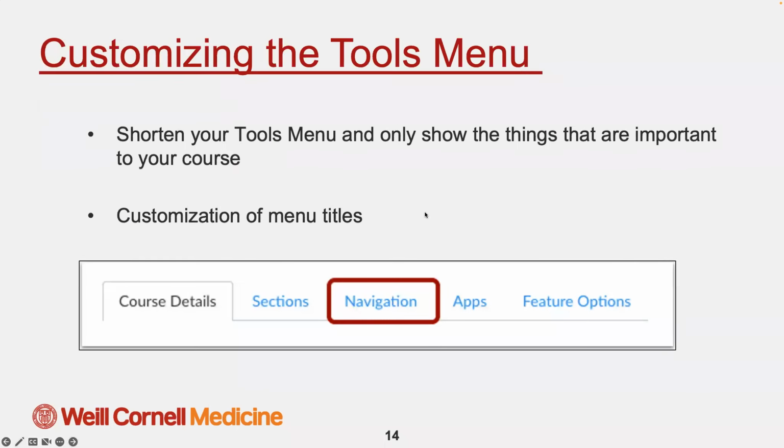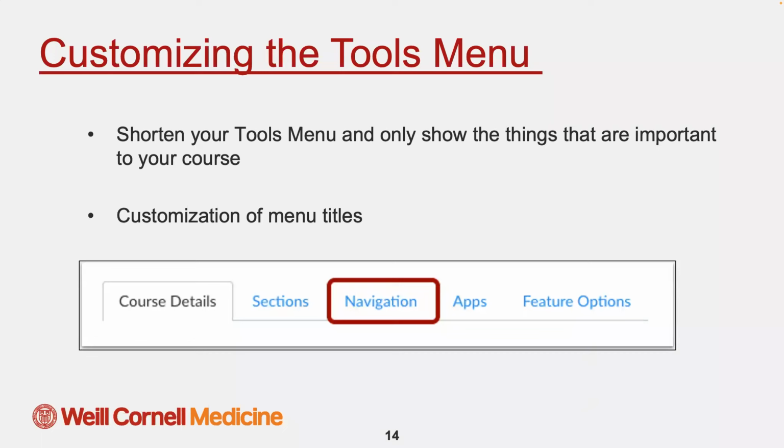So I'm going to be focusing on a lot of the different tools that Canvas offers. I'm going to start with something that may seem super simple, but is very helpful: customizing the tools menu when you're on your landing page in Canvas. You have the ability to shorten your tools menu and only show the things that are important to your course, and you can even customize the menu titles.